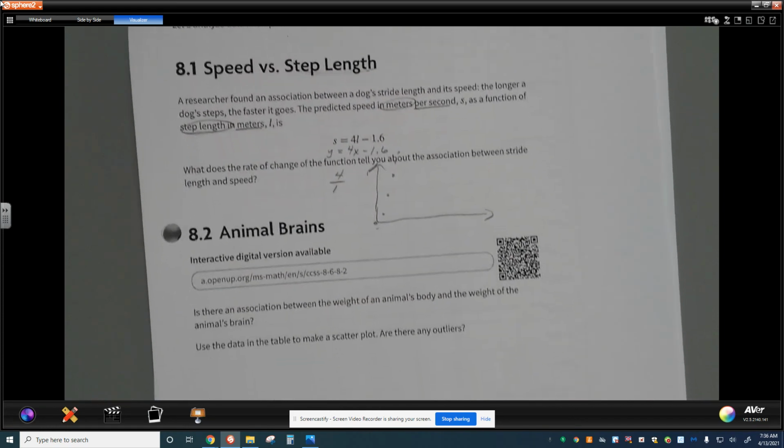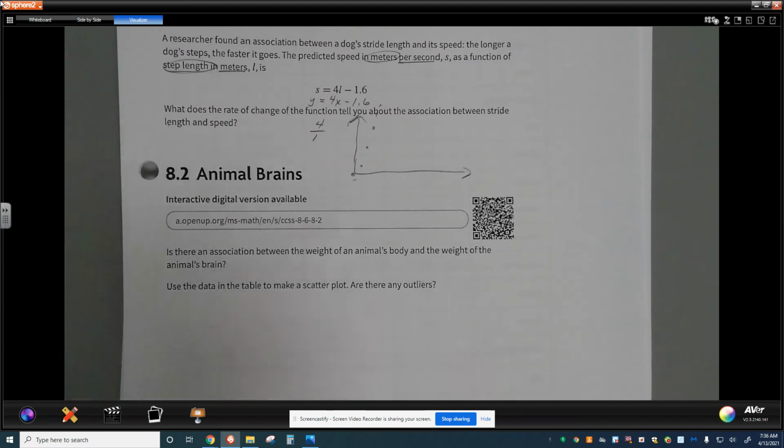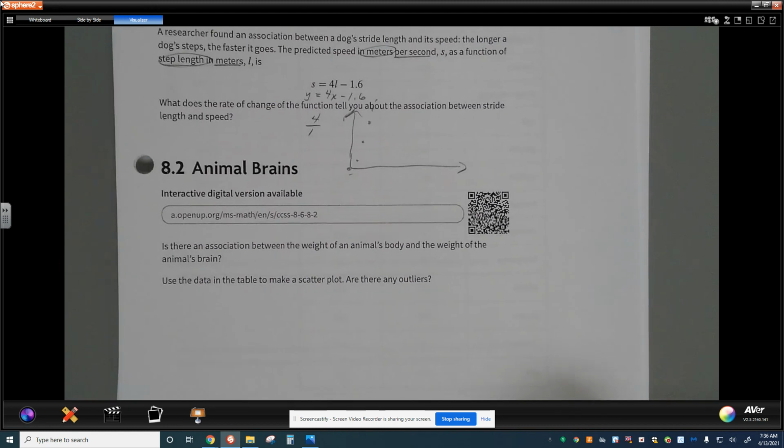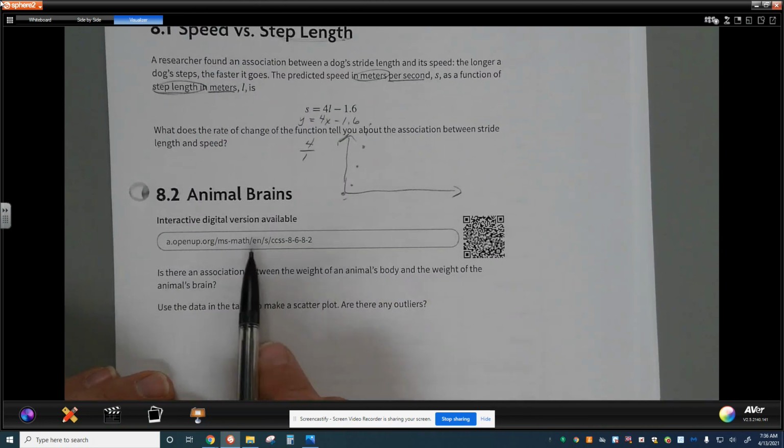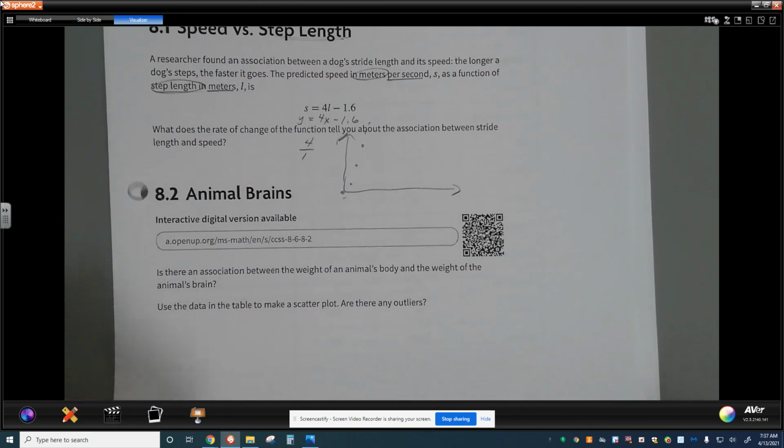All right, second one right here. I'm going to make this kind of quick. I'm not going to graph the entire thing, but we're talking about animal brains and asking, is there an association between the weight of an animal's body and the weight of the animal's brain? We're going to use the data in the table to make a scatter plot and ask, are there any outliers? There is this version right here that you can go to for the digital version. That's what I'm going to go to.